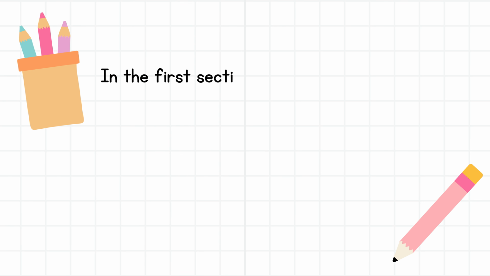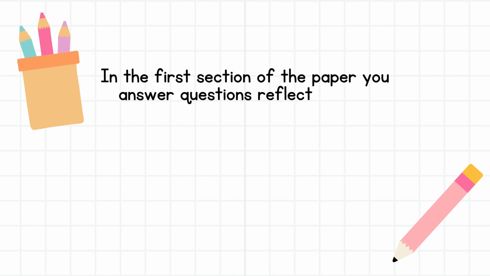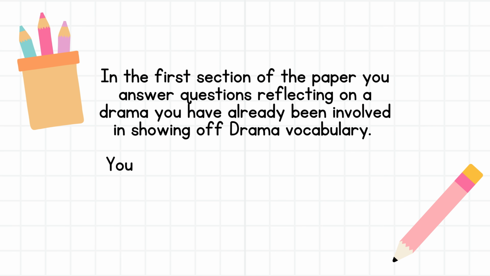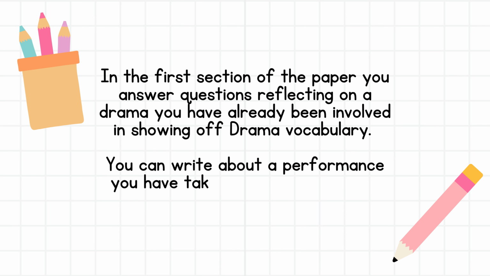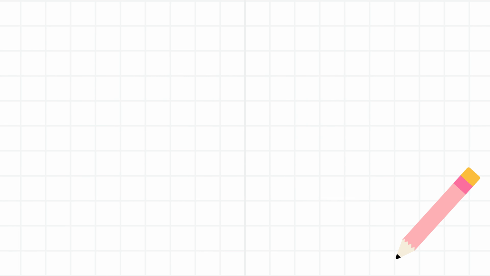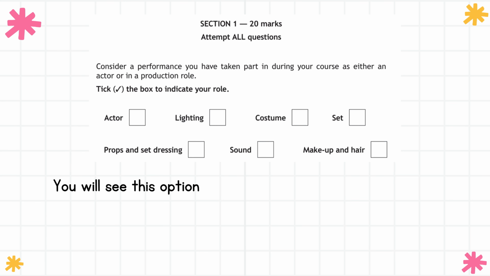In this first section of the paper, you answer a series of questions reflecting on a drama that you have already been involved in, using correct drama vocabulary throughout. You can write about a performance you've taken part in during class time or your final exam performance. This is what the opening page of your exam paper looks like.